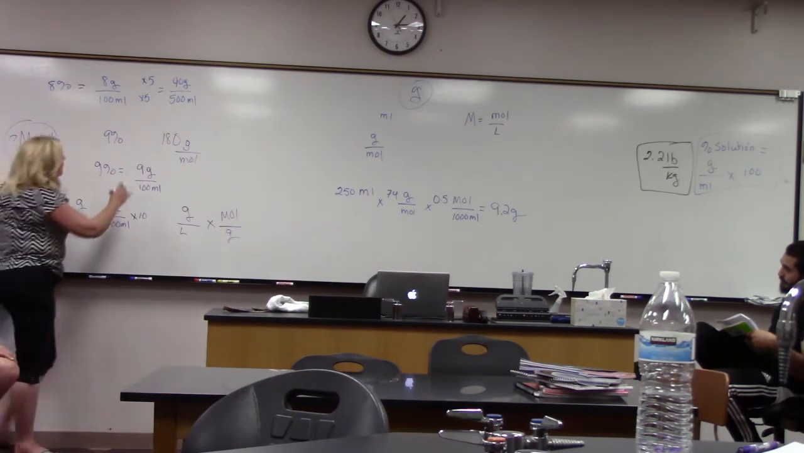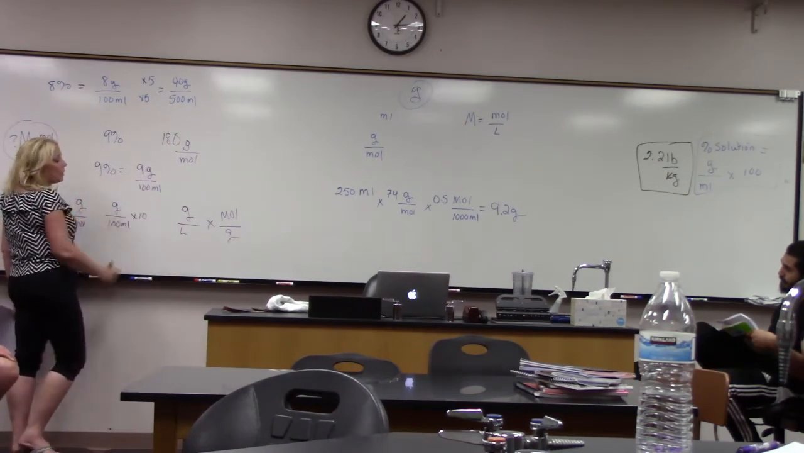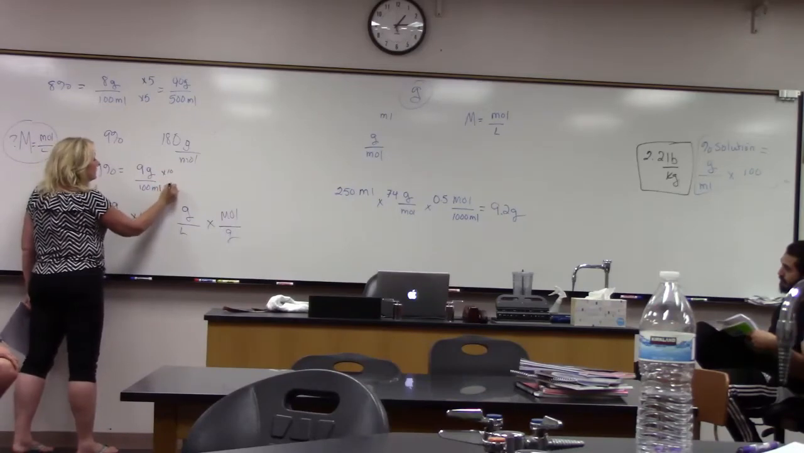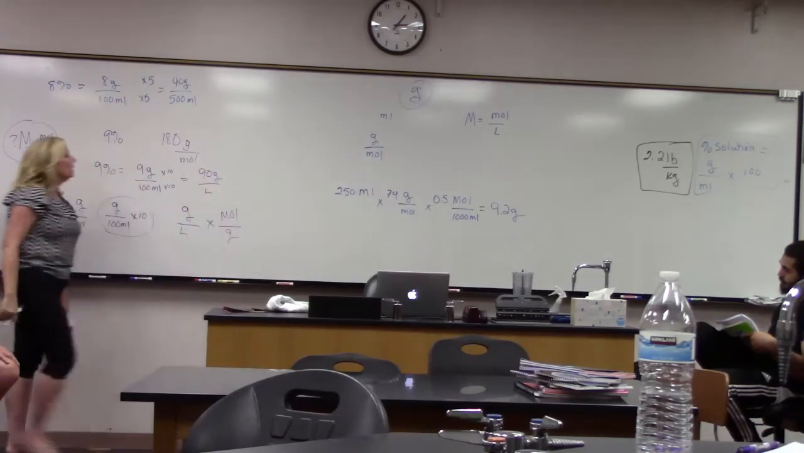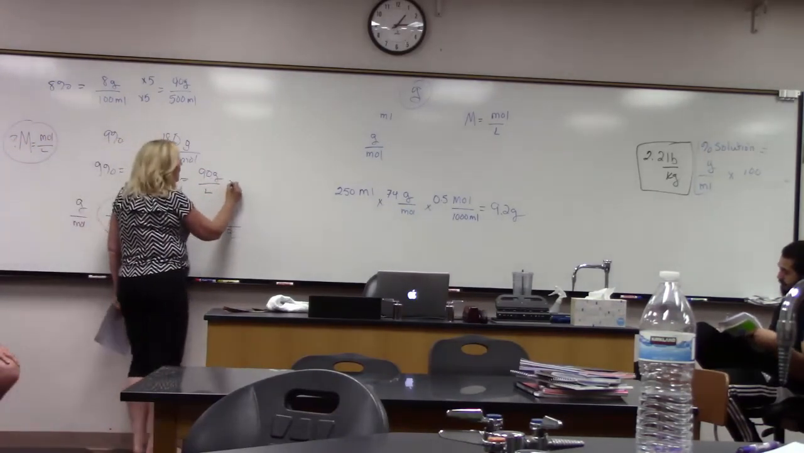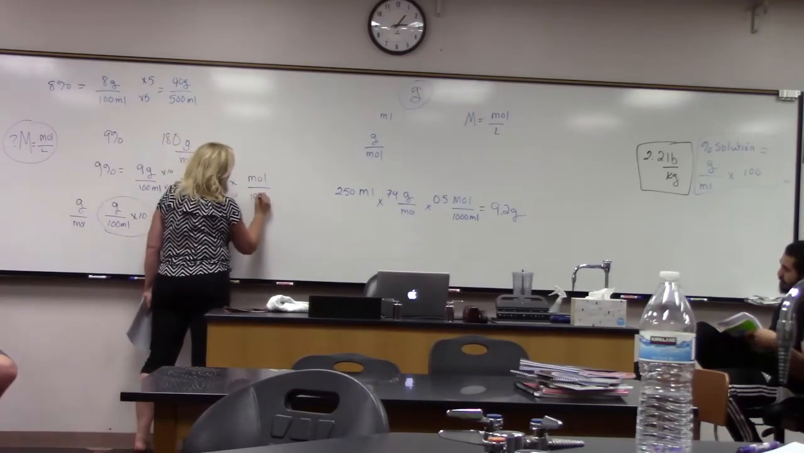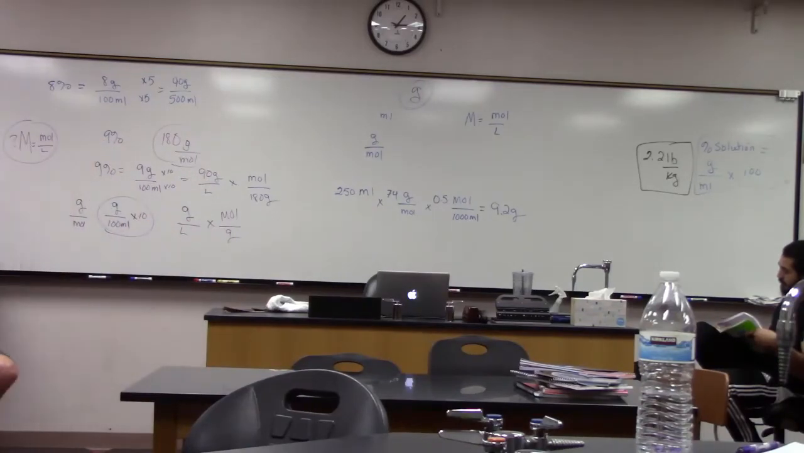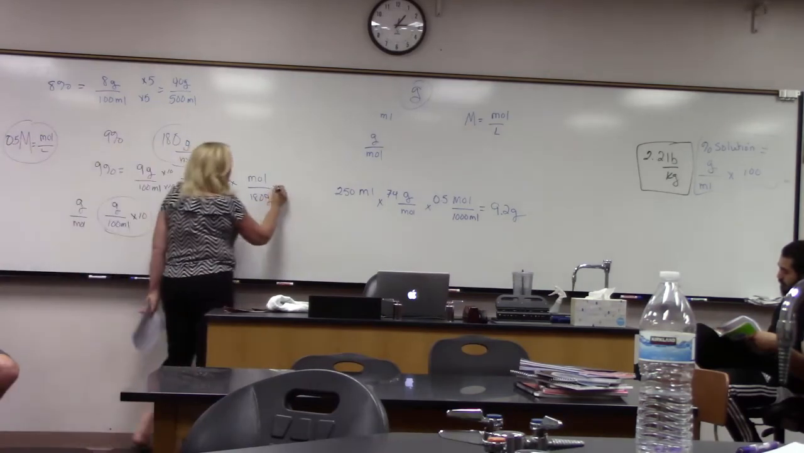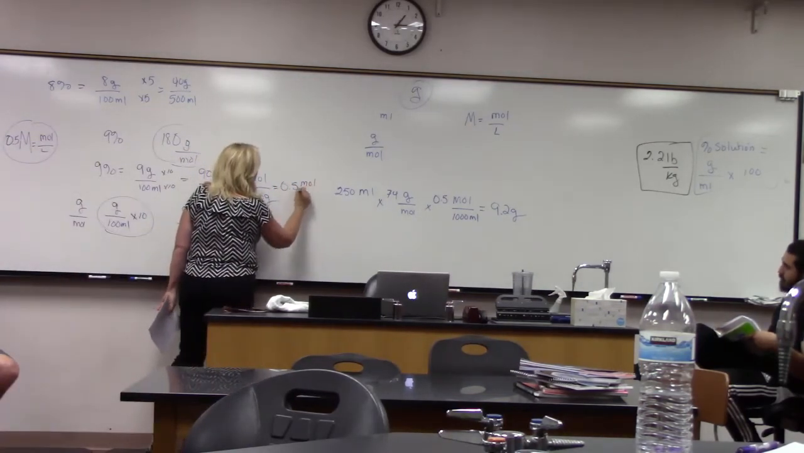So here we go. This one is 9 grams per 100 milliliters. We're going to times this by 10. That's what we did right here. And so we have 90 grams per liter. And then we're going to multiply this by 1 mole over 180 grams, because that's this number here. We turned it upside down. What's 90 divided by 180? 0.5. So your answer is 0.5. You have 0.5 moles per liter.